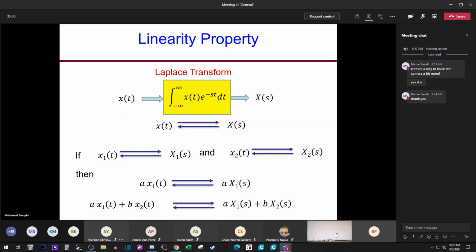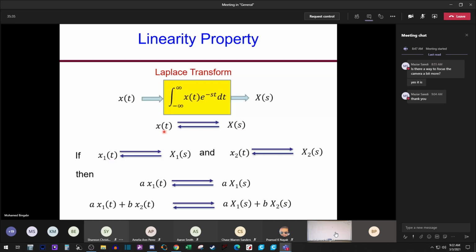So the first one is linearity. What do we mean by linearity? So just imagine this is the definition of the Laplace transform. Just imagine it's a system that transforms the signal x of t from the time domain to x of s, the Laplace domain, or this is the frequency domain. So that's basically what the Laplace transform is. And we say x of t, this arrow, take it to x of s.